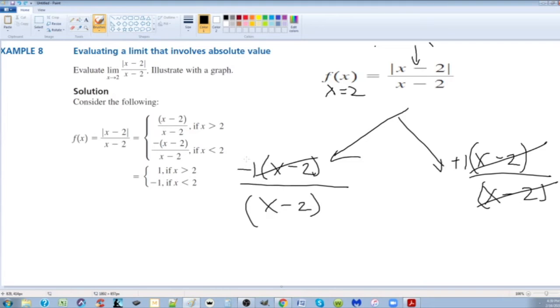Interesting. Okay. Let's just take values of x as we look at some values. Let's approach x is equal to 2 from the right side here. Let's take a 3.